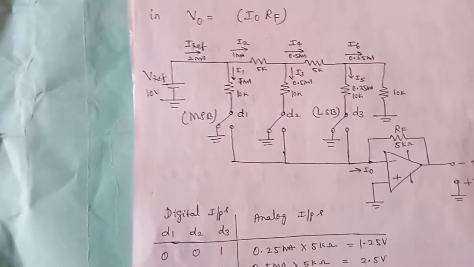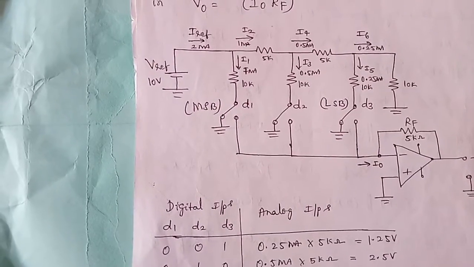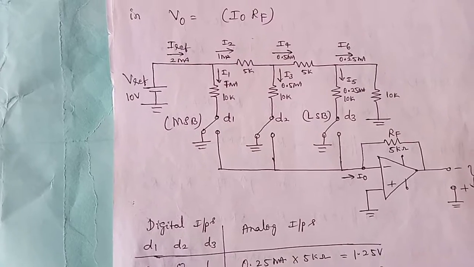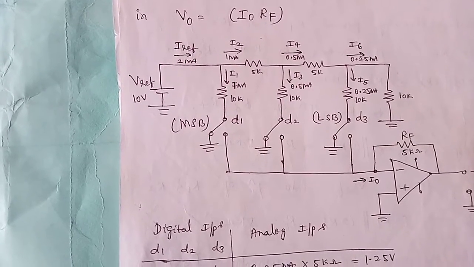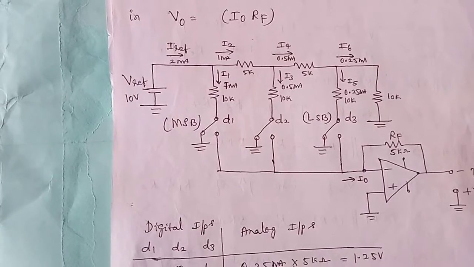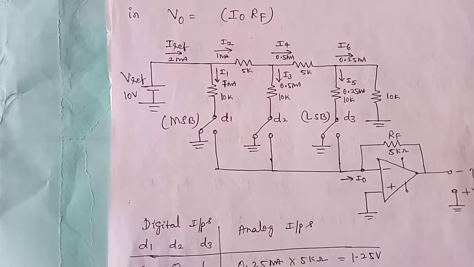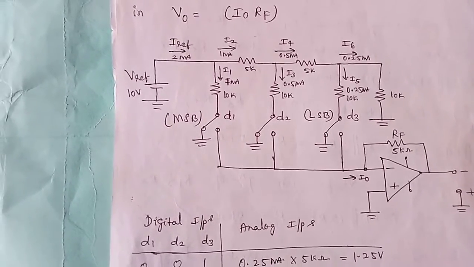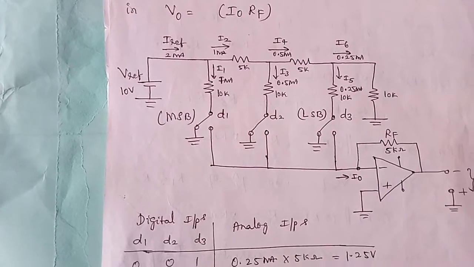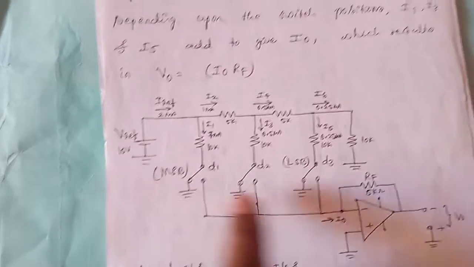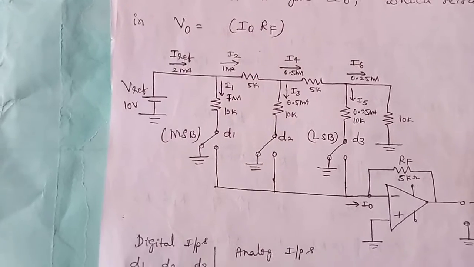Here you can see the reference voltage is set as 10 volts. So I reference is 2 milliamps, and I2, I4 and I6 will be 1 milliamp, 0.5 milliamps and 0.25 milliamps. So 5k resistance will be there and a 10k resistance, that is R is equal to 5k, twice that of R, 2R, that is 10 kilo ohm resistance. This part is the MSB, most significant bit, and this is the LSB, least significant bit. These are the diodes that act as switches.